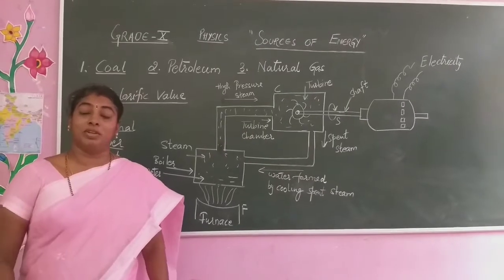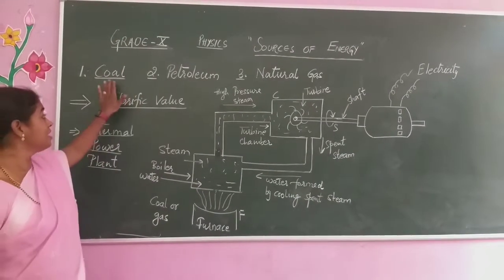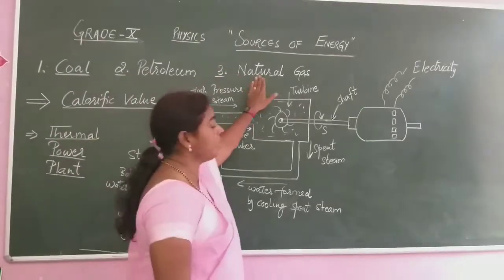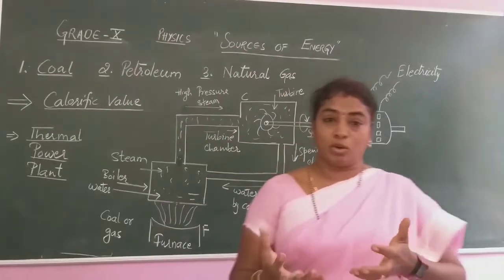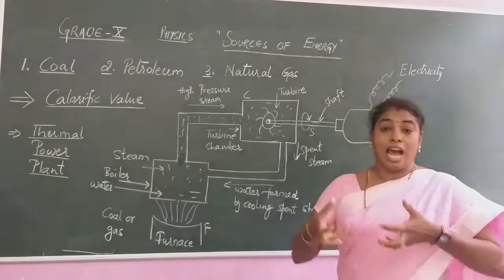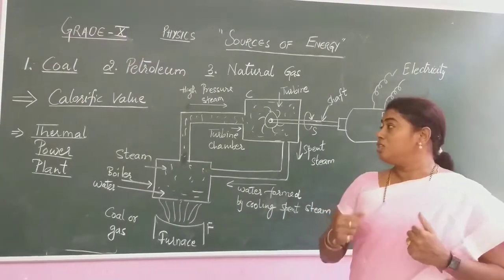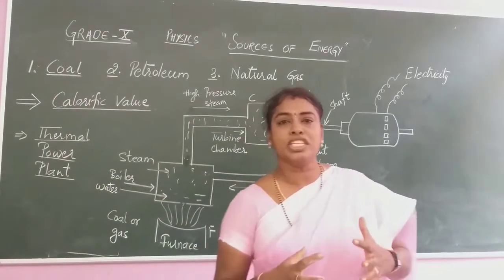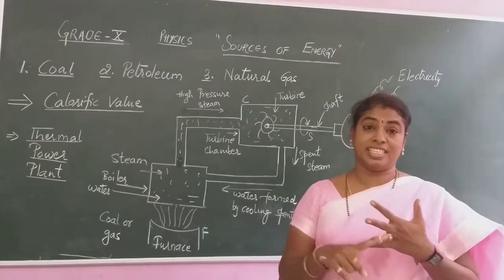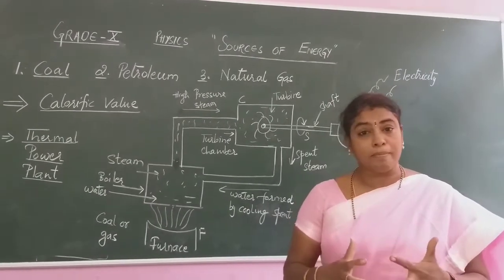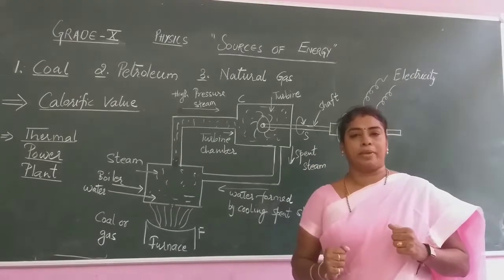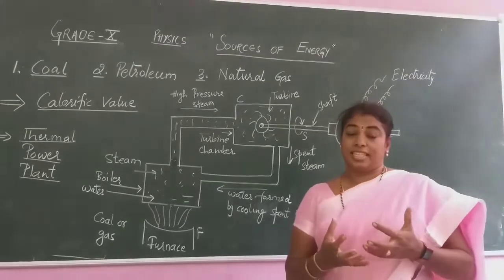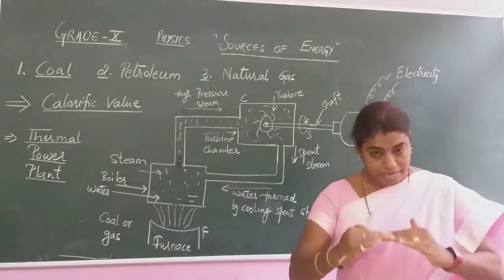Let's continue with the non-renewable source of energy. In that, first we are going to discuss a little about coal, petroleum and natural gas. So how are the coal, petroleum and natural gas present deep inside the earth? The coal is formed by the decomposition of plants, trees, animals, and this decomposition takes a lot of time, and this happens in the absence of oxygen. That is, all these things are available deep inside the earth.